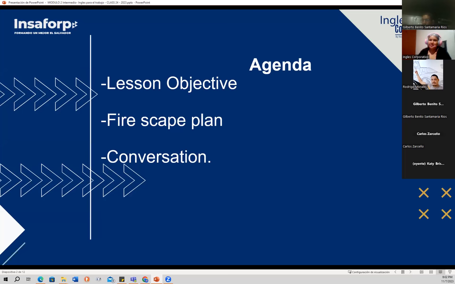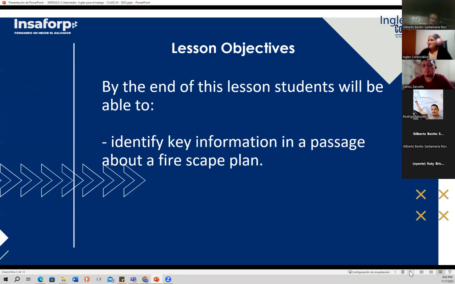So today we're going to review an important topic that we need to pay attention to at work. In the agenda we have the lesson objective, then the topic, which is fire escape plan, then a conversation. By the end of this lesson, you will be able to identify the key information in a passage about fire escape plan. There is a reading about that specific topic.